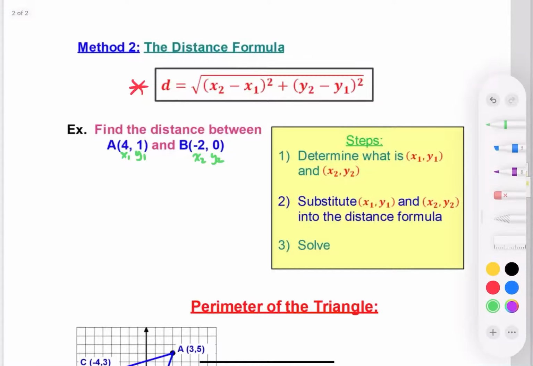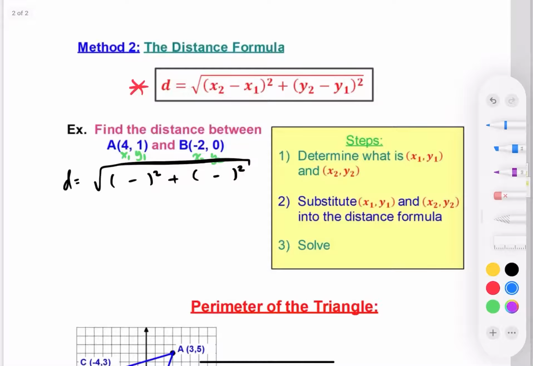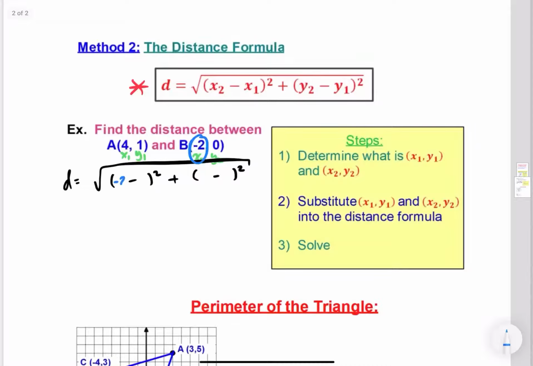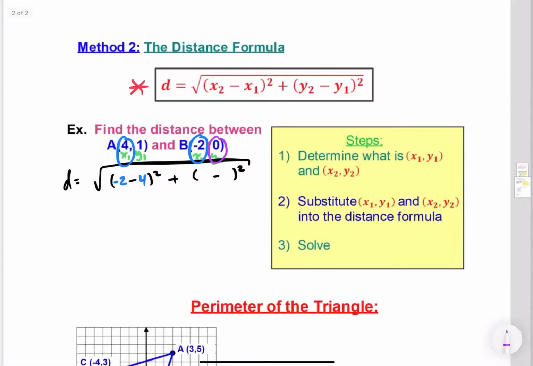Now, all we got to do is substitute everything into our formula. So D is equal to the square root of (x2 minus x1) squared plus (y2 minus y1) squared. I'm just going to fill in those spots. In this particular case, our x2 is going to be -2 minus x1, which is 4, plus we have our y2, which is 0, minus y1, which is 1. And all of those are squared. So now let's put all of this together.